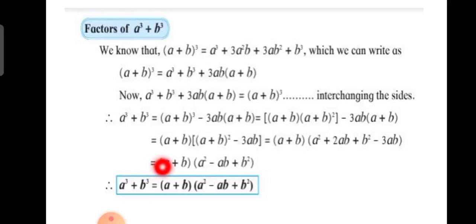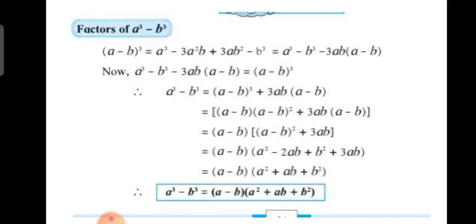Now, you will remember a cube plus b cube is equal to a plus b, a square minus ab plus b square. So here we have studied how to factorize a plus b the whole square, a minus b the whole square. We have also studied a plus b the whole cube, a minus b the whole cube, then a square minus b square. Now we have to study factors of a cube plus b cube. So a cube plus b cube is equal to a plus b, a square minus ab plus b square.